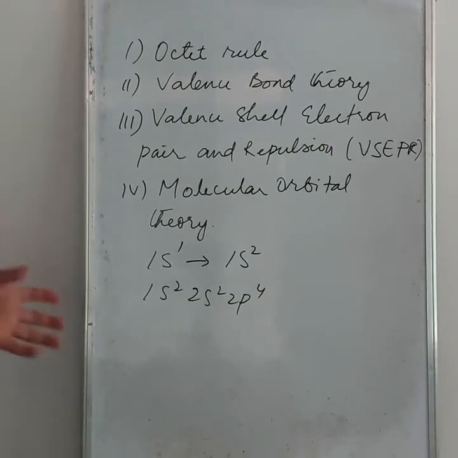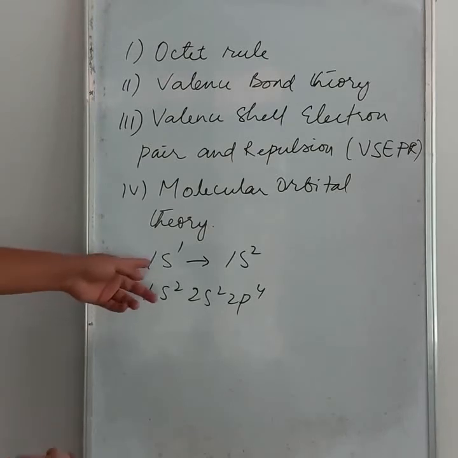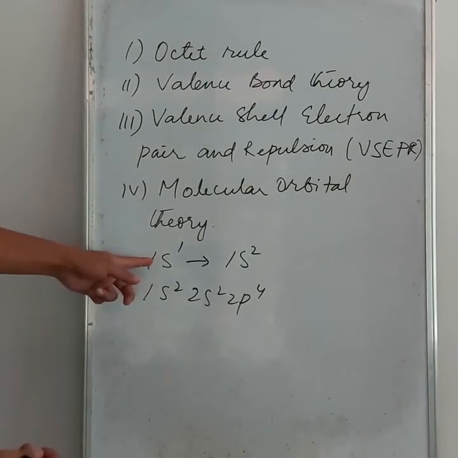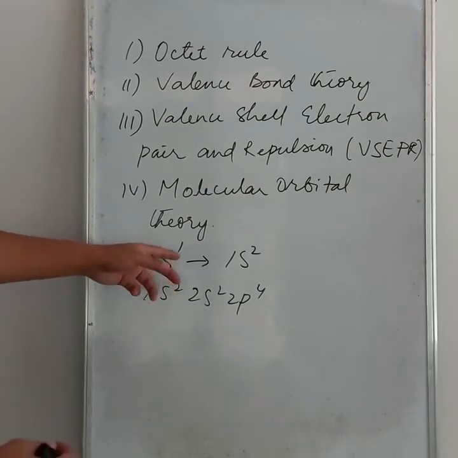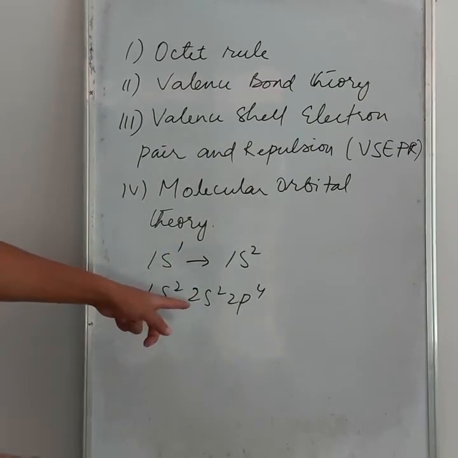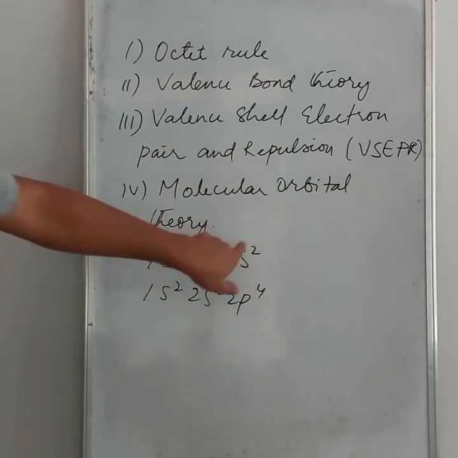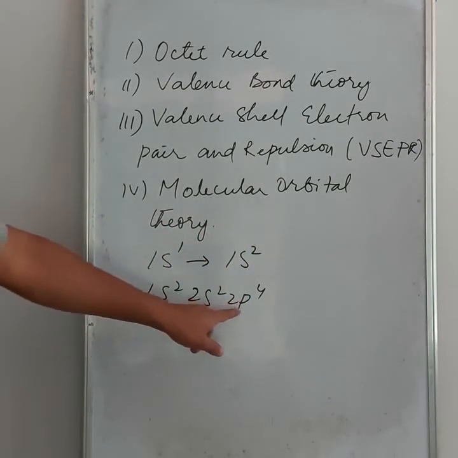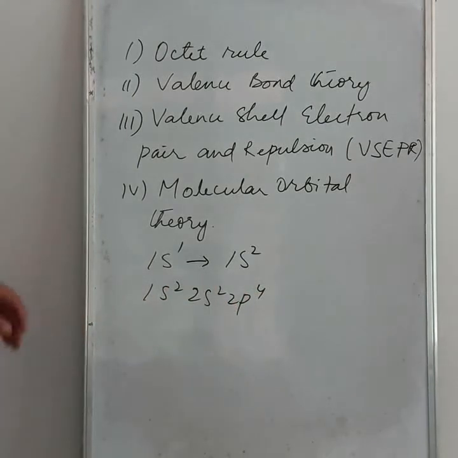To achieve that, atoms share electrons with other atoms. Like in the case of water, the oxygen shares with 2 hydrogen atoms, so that each hydrogen atom gets one electron from the oxygen atom, making it fully filled, and the 2 hydrogen atoms share with oxygen, making it achieve the octet configuration. That's what the octet rule is all about.